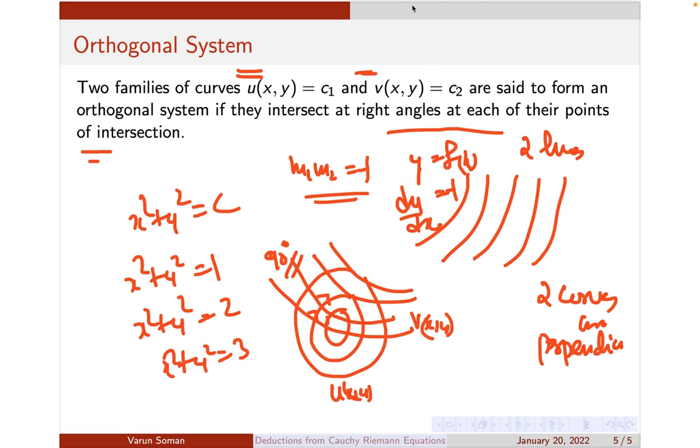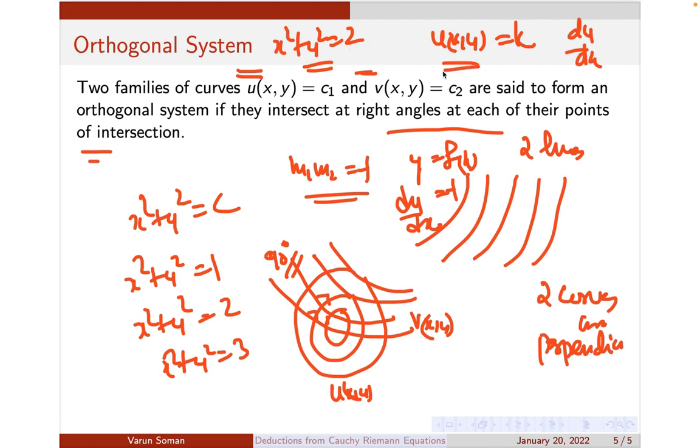First you will have a function like this. You have been given that your u of xy is equal to some constant. You can see that this is a function in x and y only, like x square plus y square is equal to 2. Now, can you find the slope from this curve? Just find dy by dx from this relation. That will be the slope of this curve.